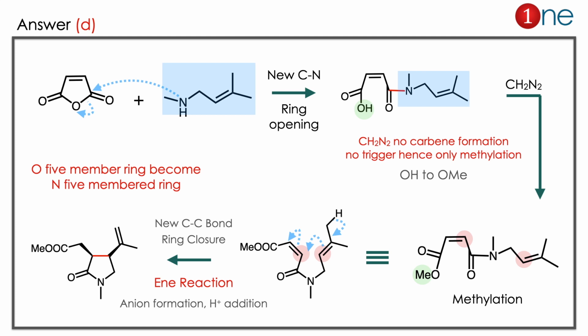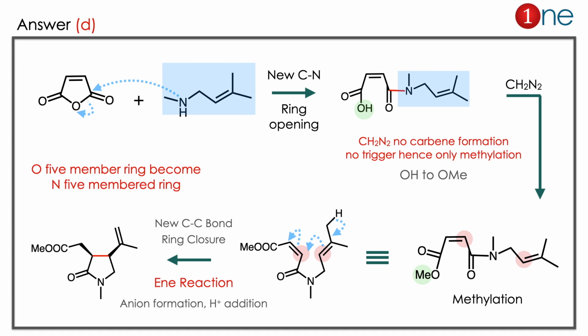Then you are seeing diazomethane. Diazomethane doesn't involve carbene formation here. Here it's only involved in methylation because there is no triggering point for carbene formation. So here it just methylates. So COOH becomes COOMe. The product formation is an ene reaction. So we rewrite the structure for the perfect position, so it will help the ene reaction. So what really happened in the ene reaction: H transfer, the double bond switches, and you have the anion and H plus quenching. You have finally the product D.